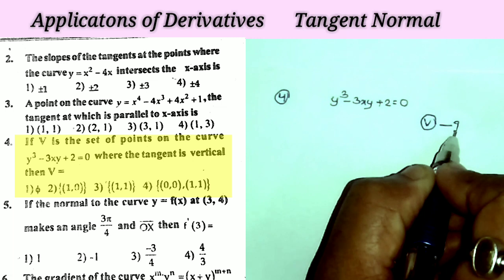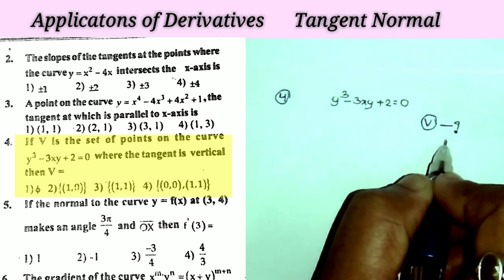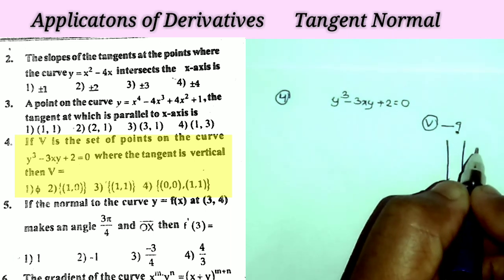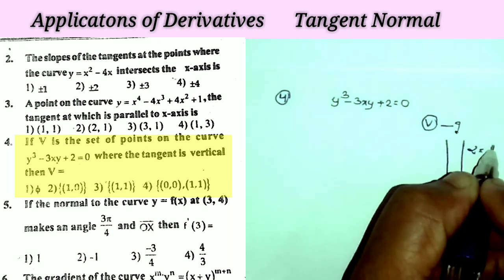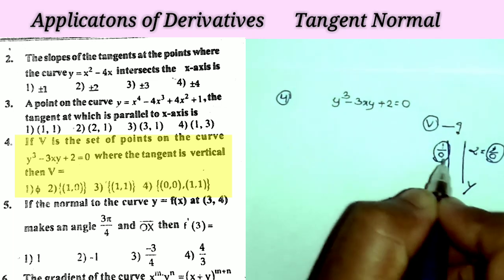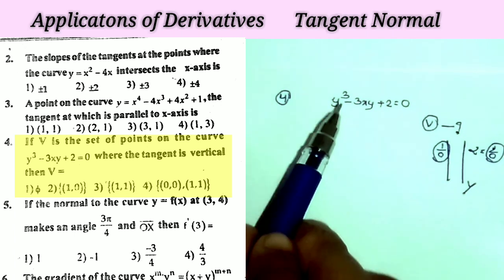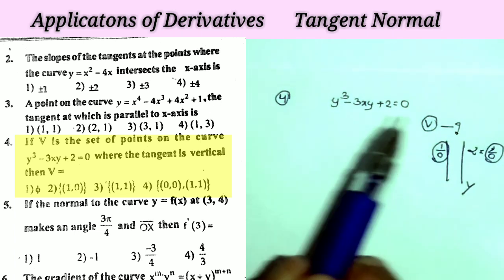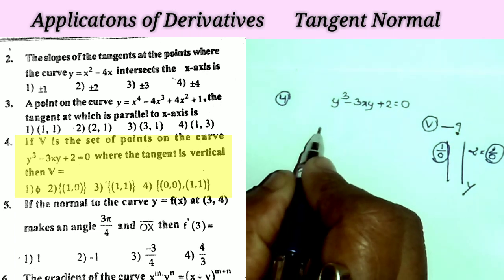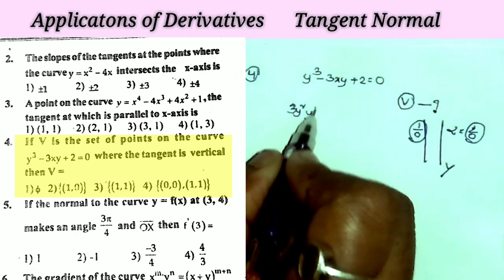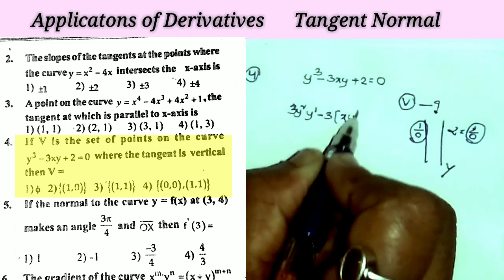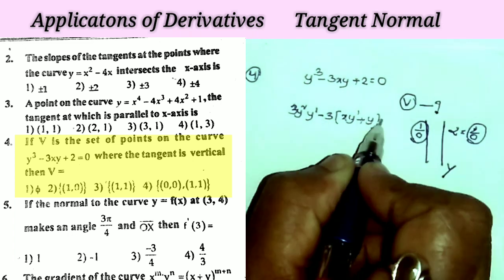What is the condition? The tangent is vertical. The tangent is vertical means that it is parallel to the y-axis. Okay. What is the slope of the y-axis? Infinite. That is 1 by 0. So here we take the slope of the tangent is also equal to 1 by 0. So finding the slope value and equating that value to 0, and after that we have to take the required points. So first doing the derivative. y cube derivative 3y square into dy by dx, that is y dash, minus 3 into the derivative of xy, x into y dash plus y into 1, applying UV rule, is equal to 0.